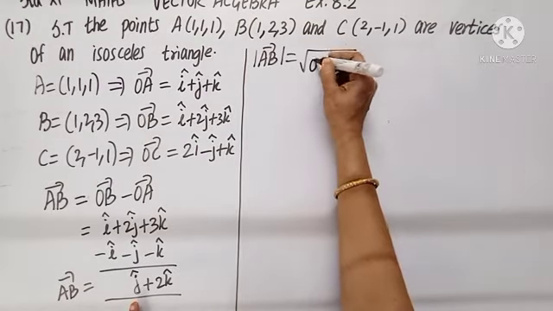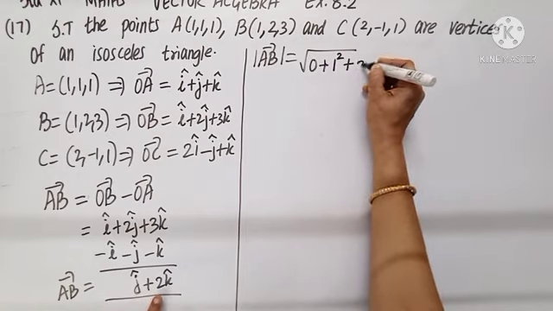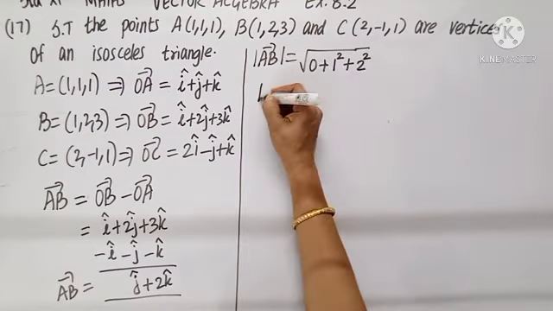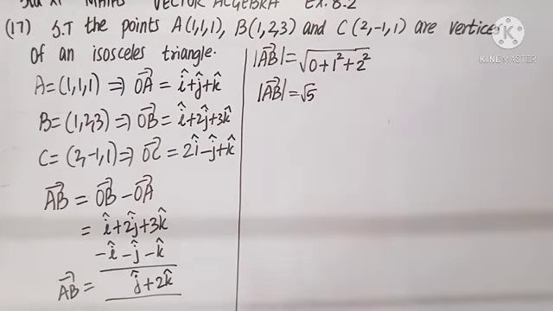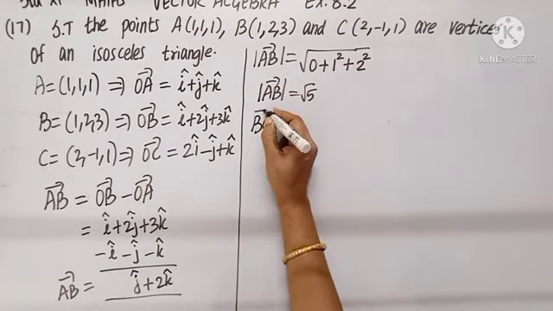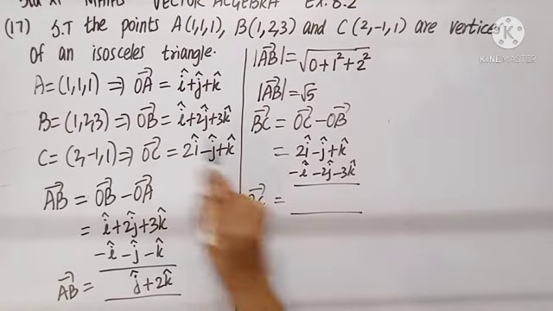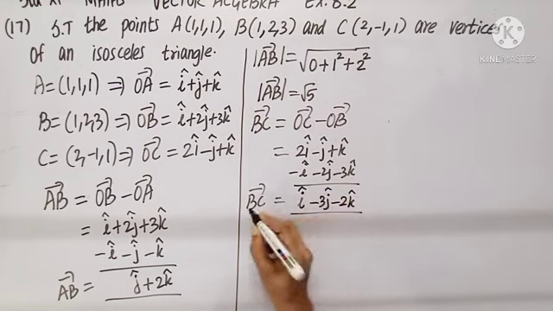Find out the modulus of the AB vector. Root of 0, because i is missing. The j component is 1, the whole square, and the k component is 2, the whole square. So the modulus of AB is the square root of 4 plus 1, so it is root 5. Next we need to find out the BC vector, that is OC minus OB. As we substitute OC and OB, we change the symbols: 2i minus i, minus j minus 2j, k minus 3k. And we get the BC vector.